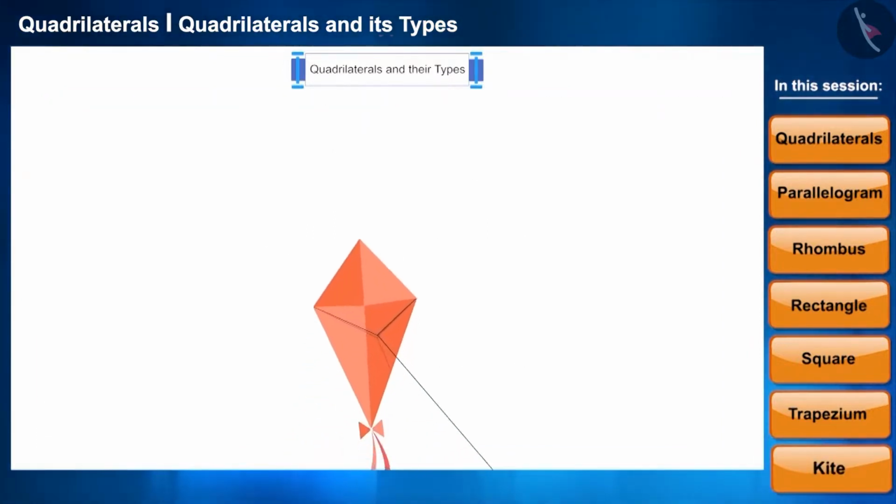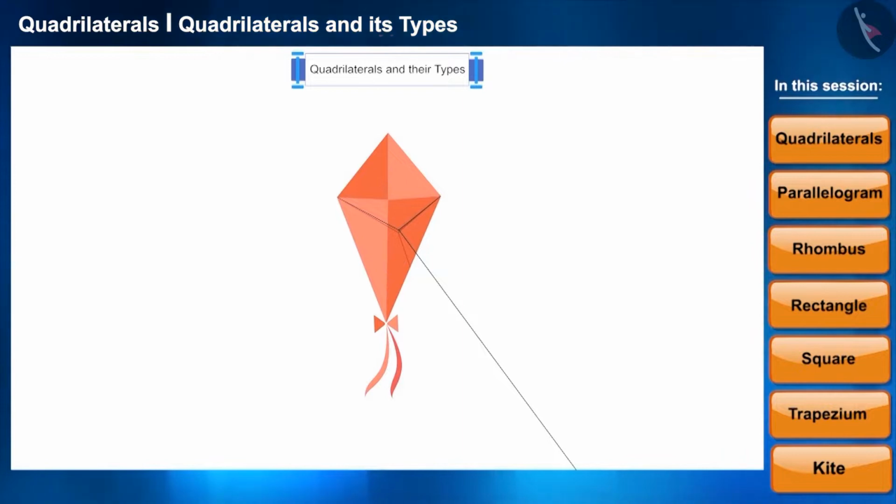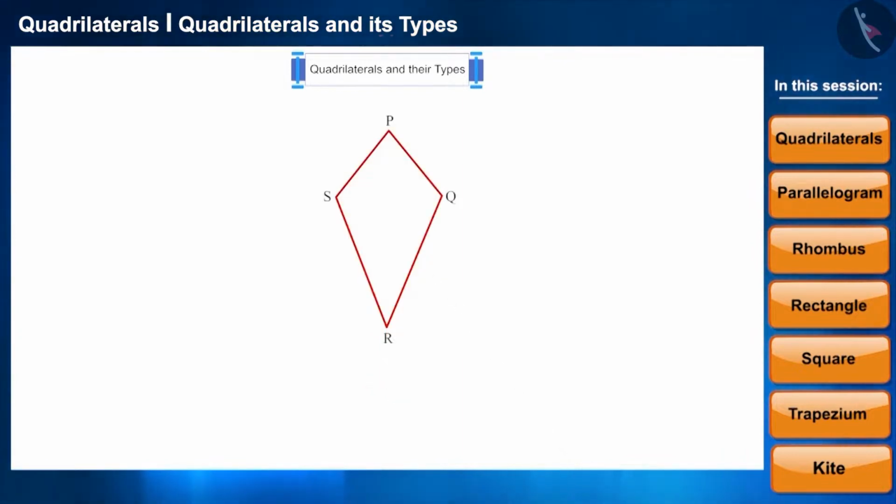Friends, you must have seen the kite. It looks like this. Its sides are not parallel. There are two pairs of adjacent sides whose lengths are equal. Such quadrilaterals are called kite. Its one diagonal bisects the other diagonal at right angle.